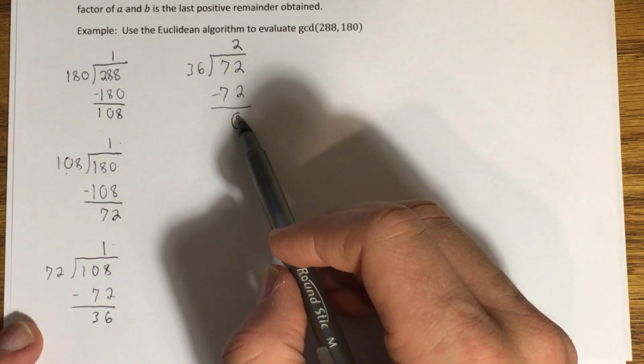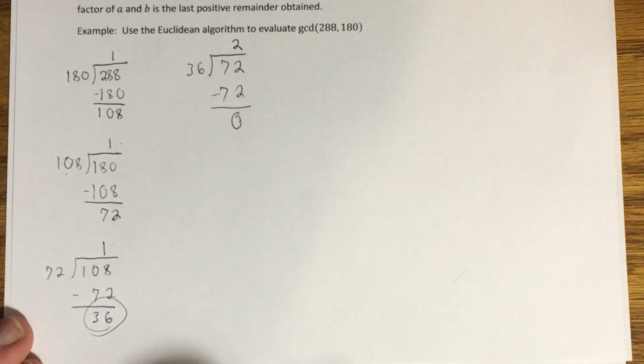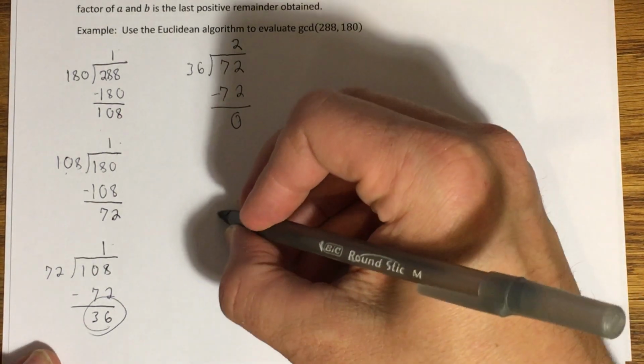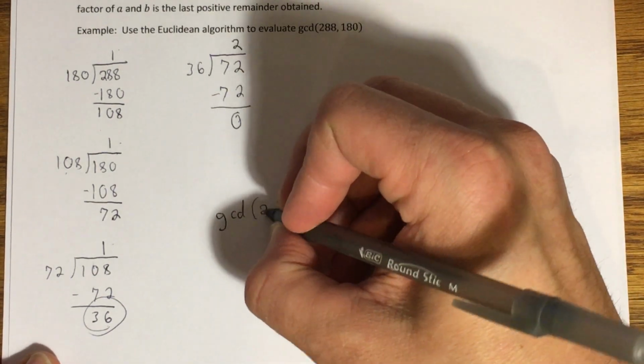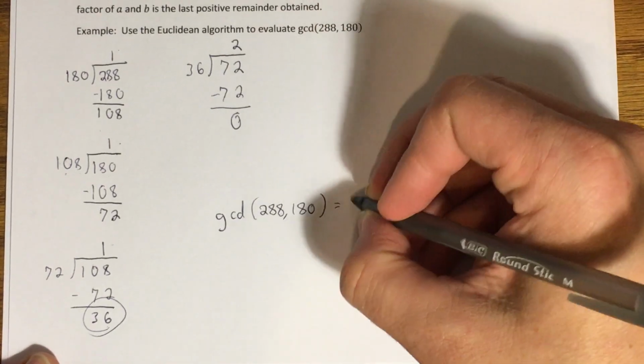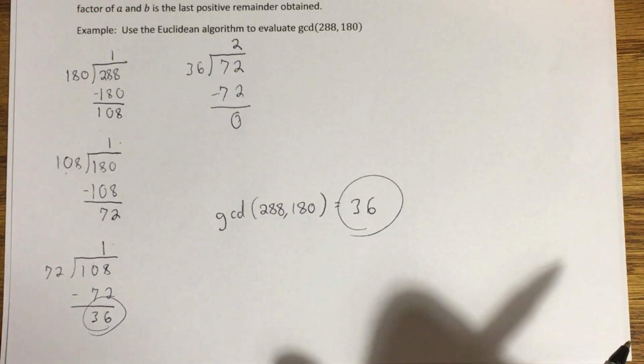Now that I've gotten that, I return to the previous remainder, which was 36. That number is going to be my GCD for these two numbers. So GCD of 288 and 180 is equal to 36. Okay? That's what we call the Euclidean algorithm.